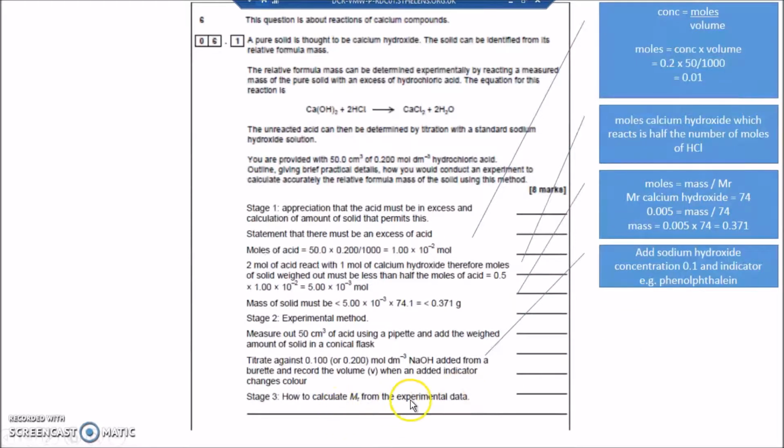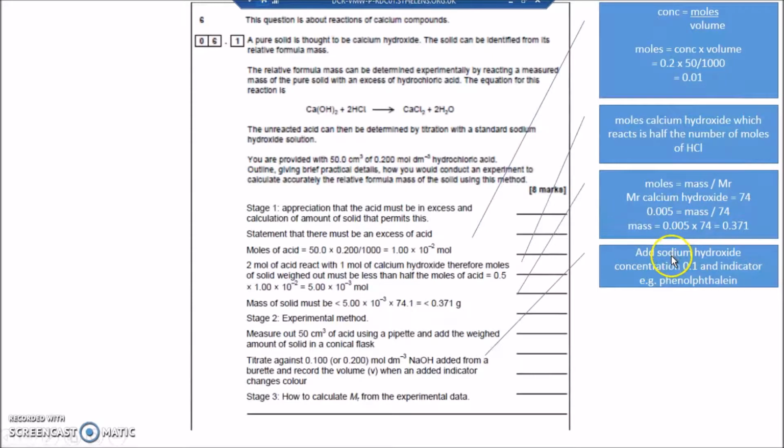Now this is the complicated bit. How are you going to work out the relative formula mass of the solid that you've added, to work out whether it is indeed calcium hydroxide, because they think it's calcium hydroxide, they're not sure. If they can work out its Mr, then they can prove almost, I suppose, that it's calcium hydroxide that they've got there. So how do you work out the Mr from this experimental data?